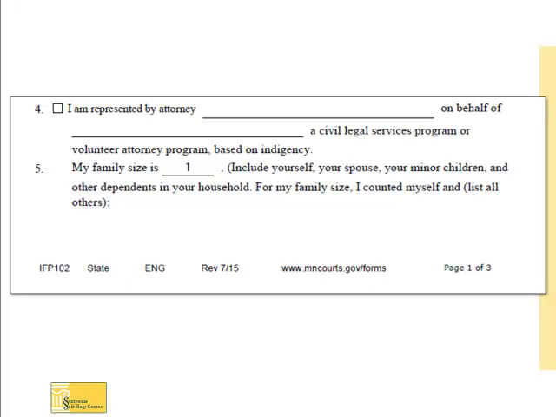Another reason you could qualify for a fee waiver is if your family household income is at or below 125% of the federal poverty guidelines. For question 5, fill in the number of family members living in your household. As explained on the form, include yourself, your spouse, your minor children, and any other dependents. Fill in the name, age, and relationship to you for each person you include in your family size.